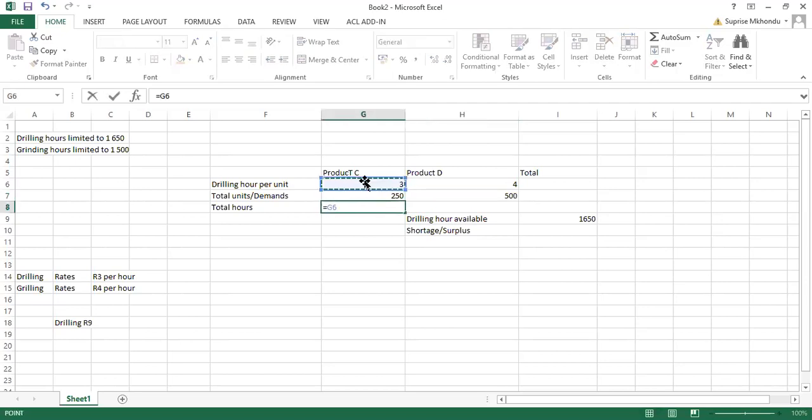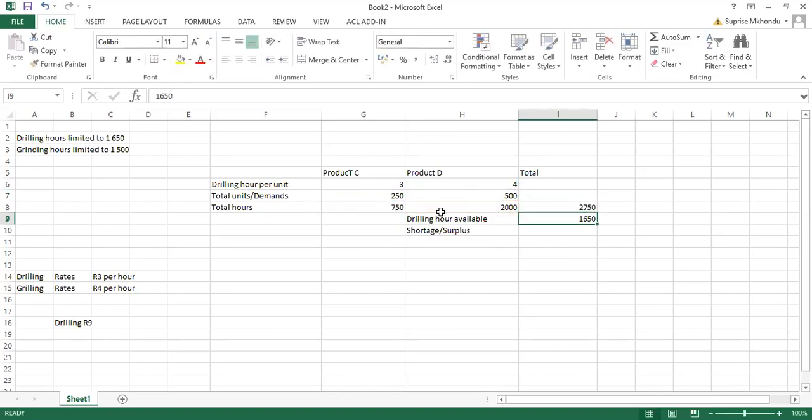750. And total hours needed this side, how much? 2,000. And total hours that we're going to need is how much? 2,750. So this is going to be a problem for drilling hours. The total hours to produce these units is this, and they are limited to this. So there's a shortage. This is how you do the limiting factor, guys. This is the limiting factor.